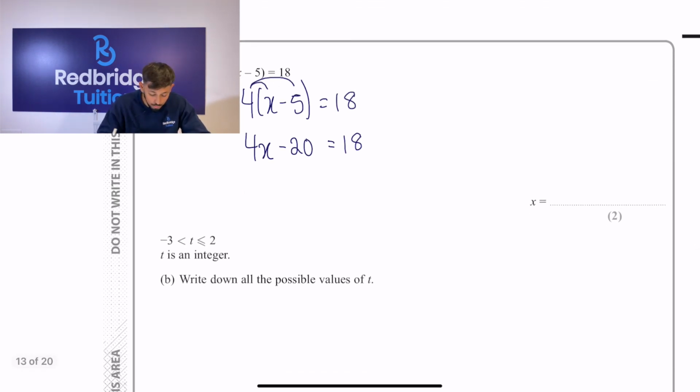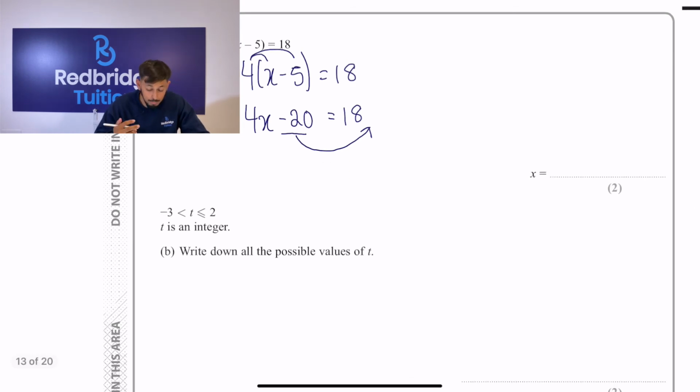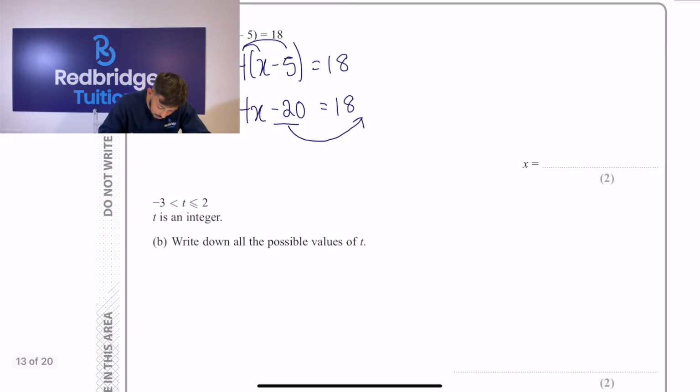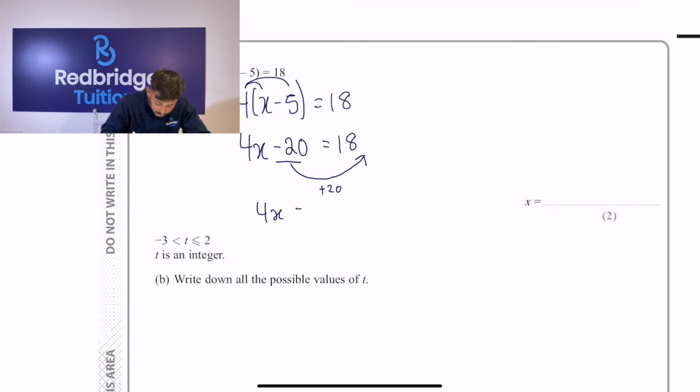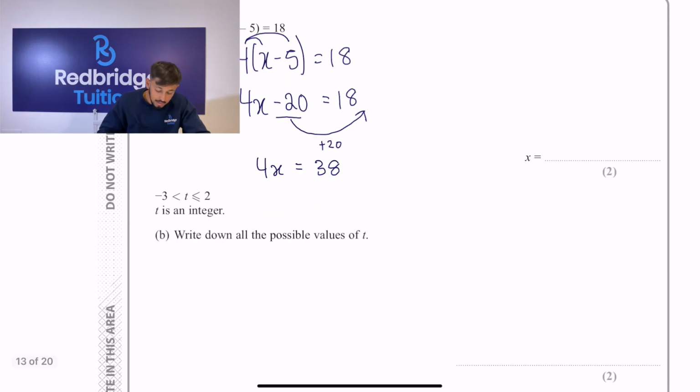So I'm going to move the minus 20 to the opposite side of the equation. Now when we move variables from one side of the equation to the opposite side, we have to undergo an opposite function. So the minus 20 would become positive 20, and we would be left with 4x, which is equal to 38. Now to work out the value of x, we do 38 divided by 4, and that gives us an answer of 9.5. That is our final answer, 9.5.